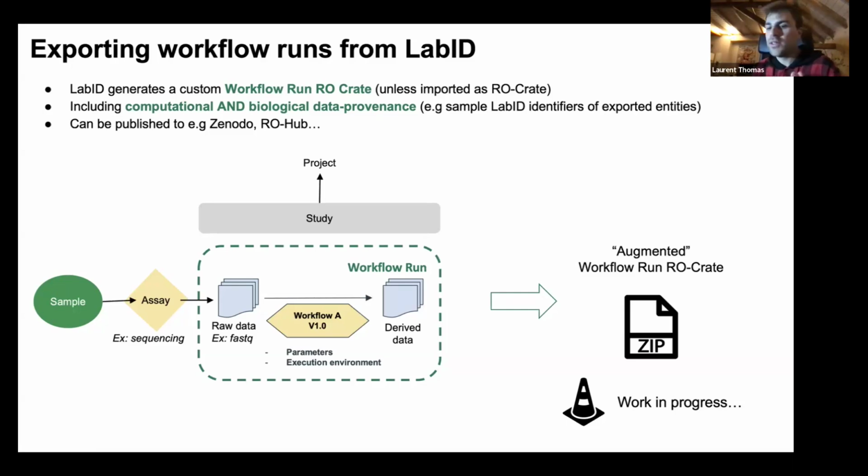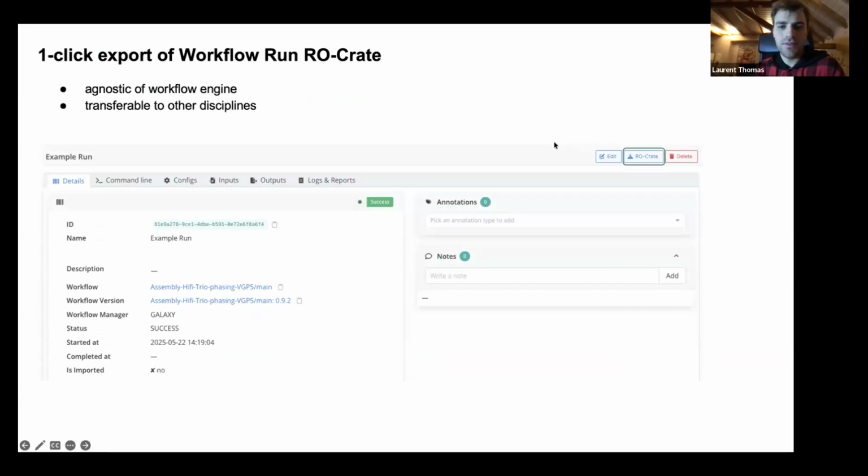And then basically allow people to share and publish this information with all the provenance. So again, the export of such a Workflow Run RO-Crate from LabID is quite straightforward. It's kind of a one-click task, and so it's quite agnostic to the workflow engine.